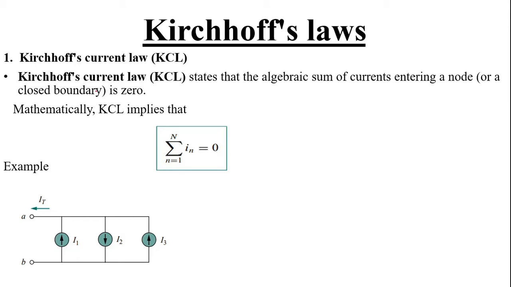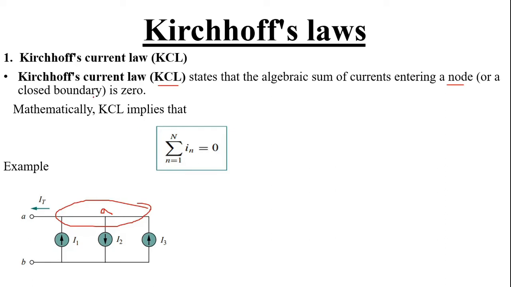Kirchhoff's current law, that is KCL, states that the algebraic sum of currents entering a node or a closed boundary is zero. A node is a point at which two or more elements are connected. If we take this as an example, there are three current elements connected here, so we can take this point as a node.